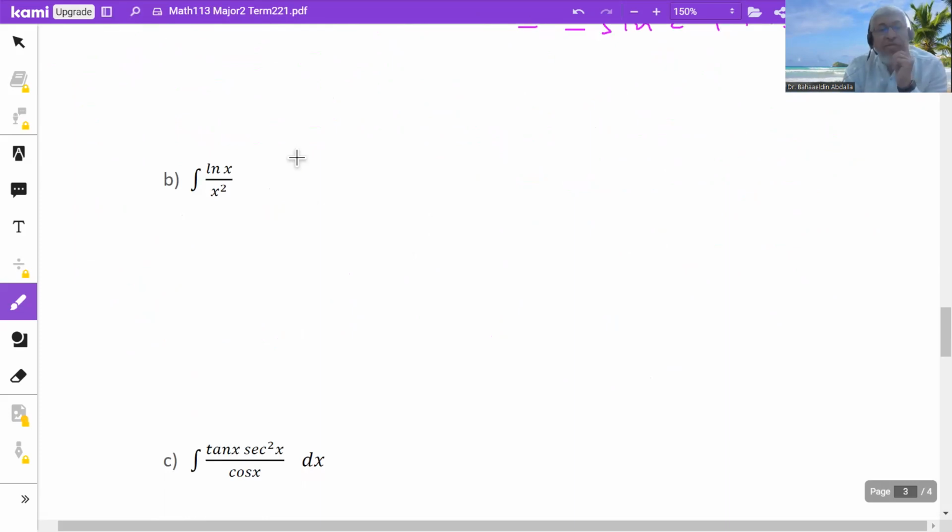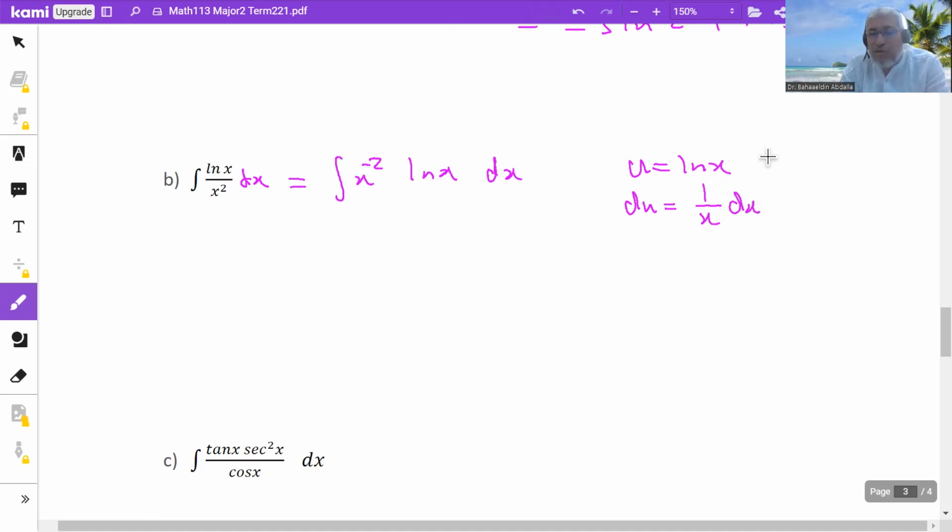How to find the integral of ln x over x squared, and there is a missing dx here. How to find this integral? Well, I do not know the integral of ln. So usually, when we have a polynomial times ln x, we use integration by parts. And we usually take u as ln x because we know its derivative. The derivative is 1 over x dx. We don't know the integral of ln x. We need to use integration by parts to find the integral of ln x.